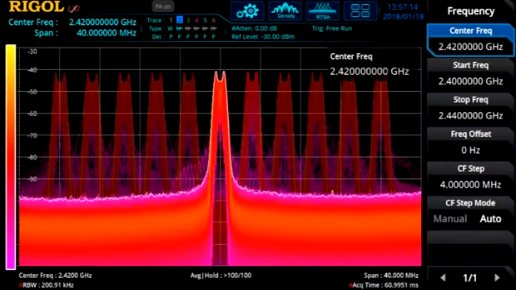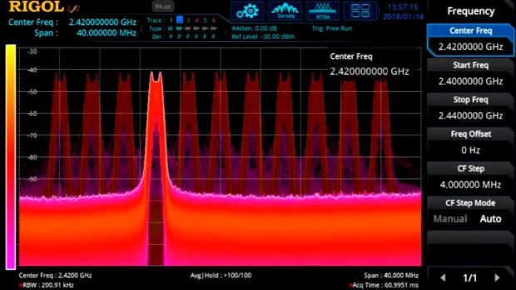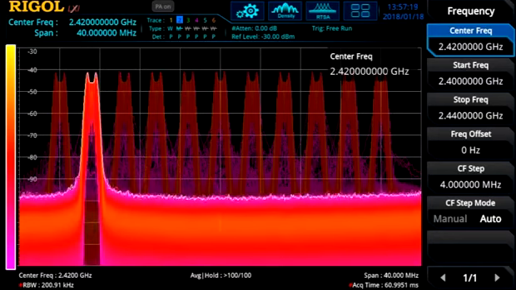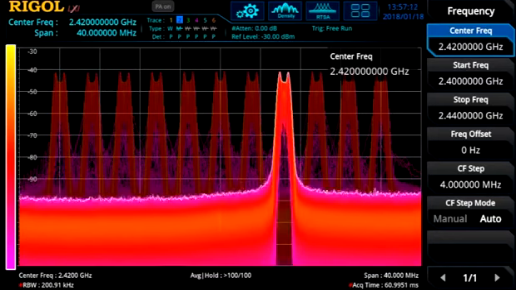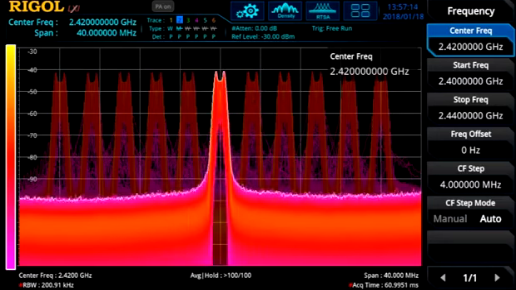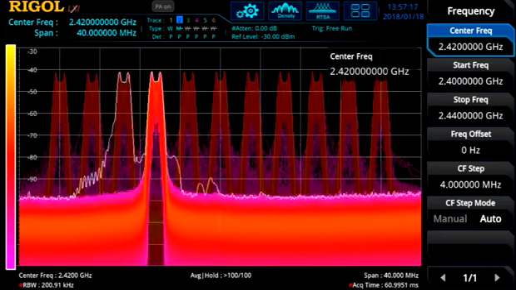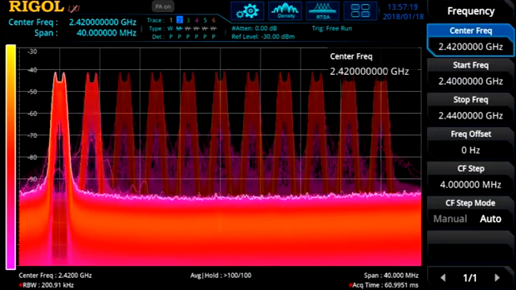Many modern RF signals use frequency hopping techniques to reduce interference and improve security of the transmitted data. Real-time analysis makes characterization of these signals much easier than traditional swept analyzers. Let's make several quick measurements to start to characterize these frequency hopping signals.